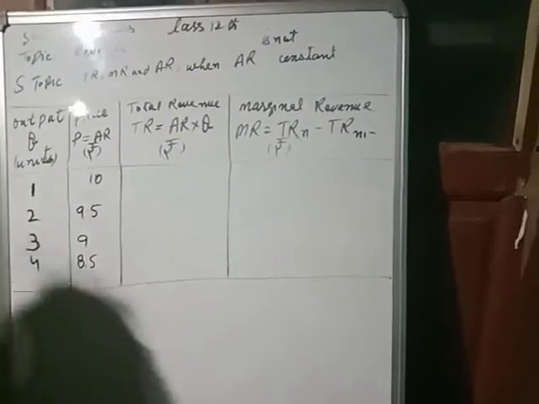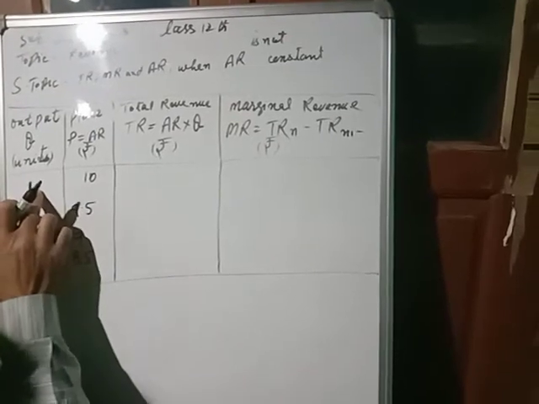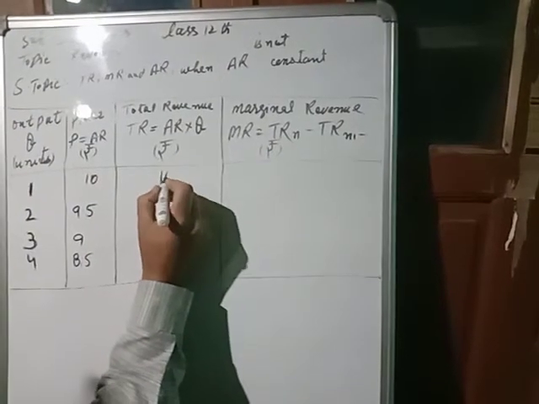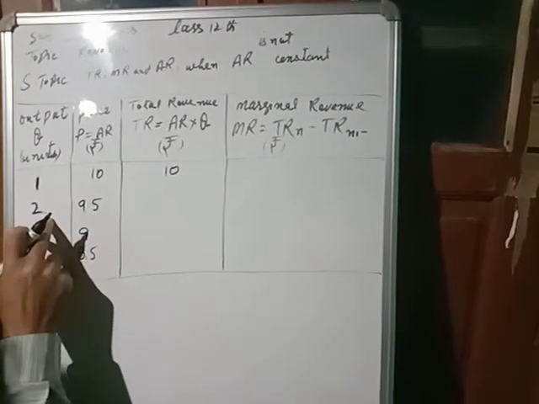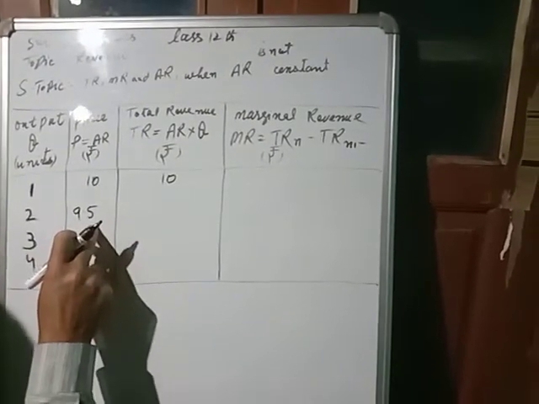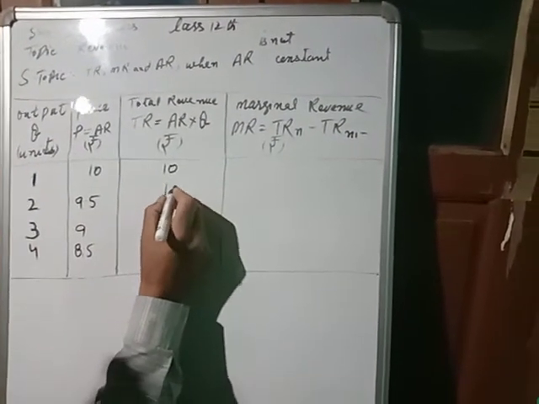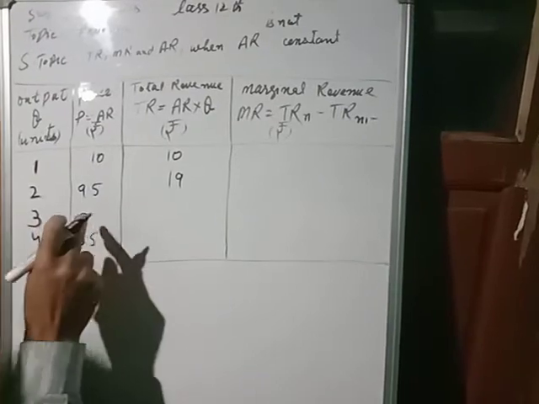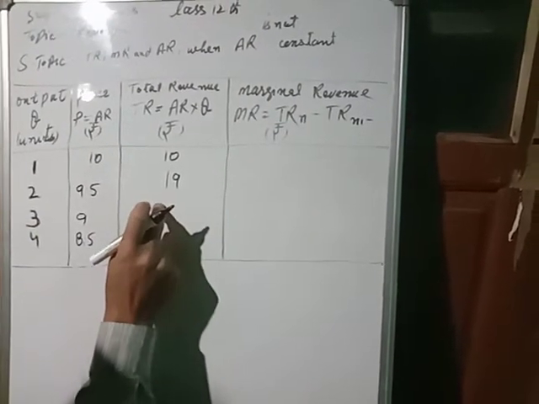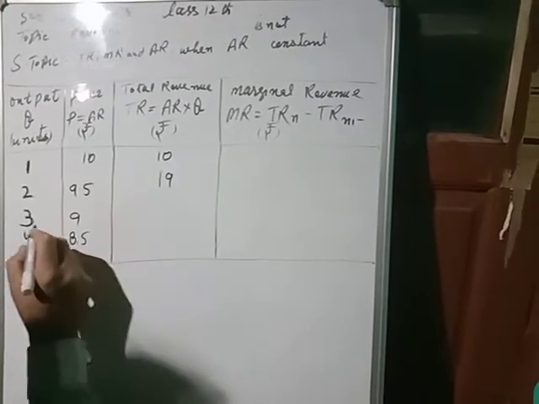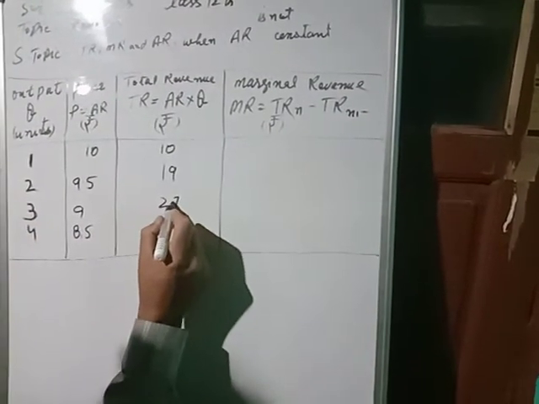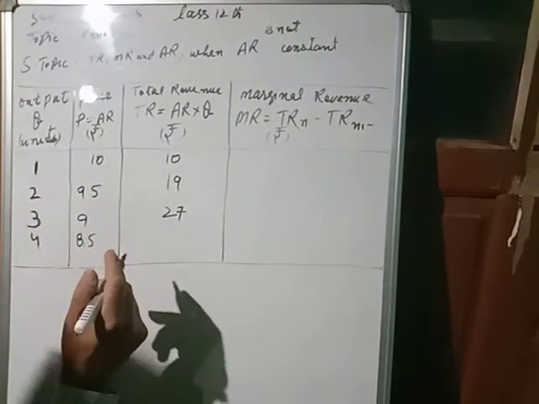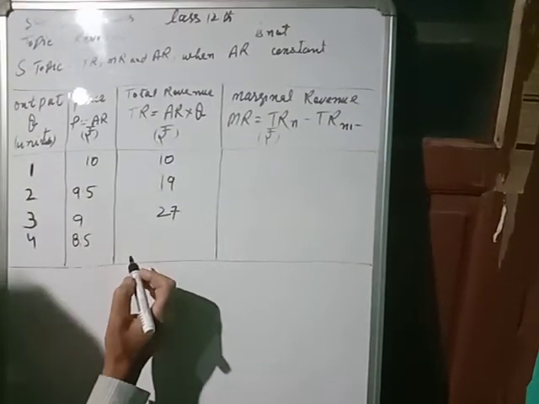Now total revenue: when one unit was the quantity, price was 10, total was also 10. When the second unit was produced, price was 9.5 and total is 19. When the third unit was produced, price was 9 and the total was 27. When the fourth unit was produced with price 8.5, the total is 35.